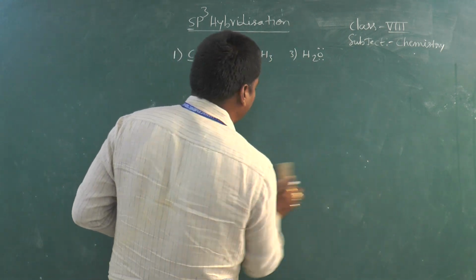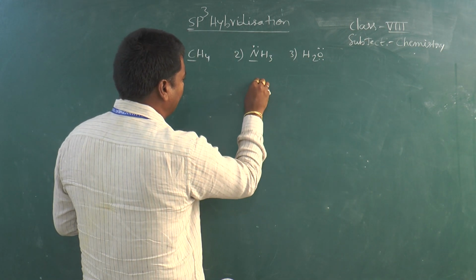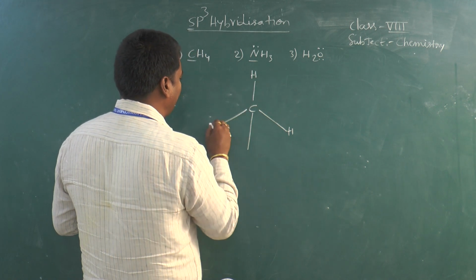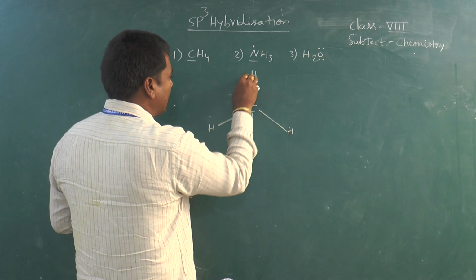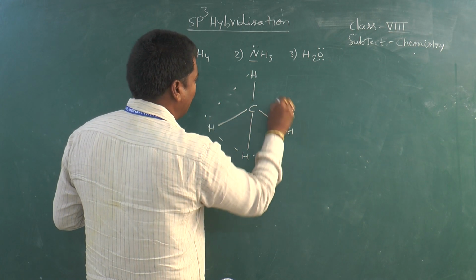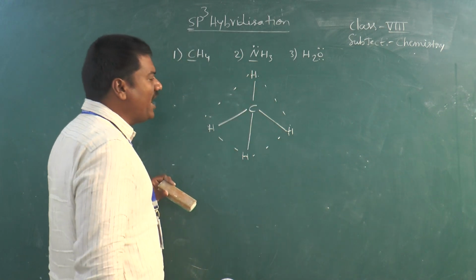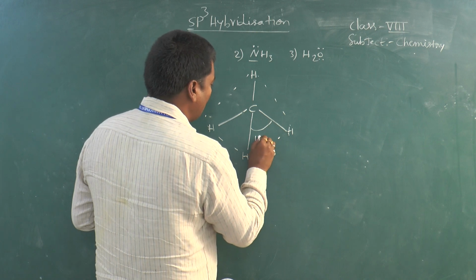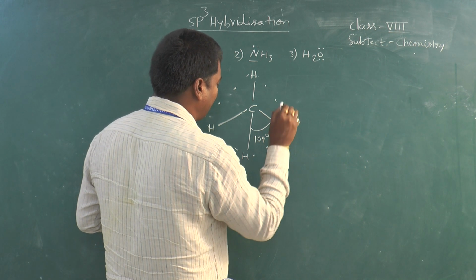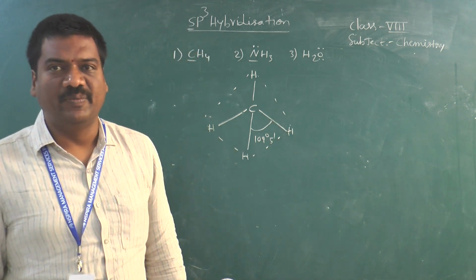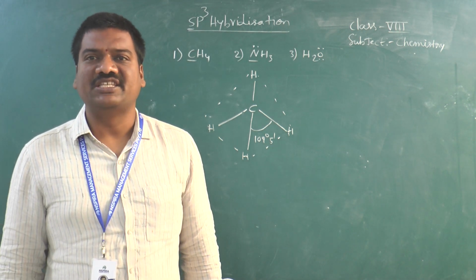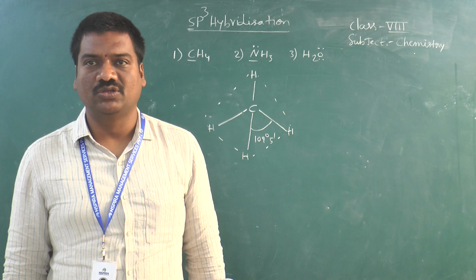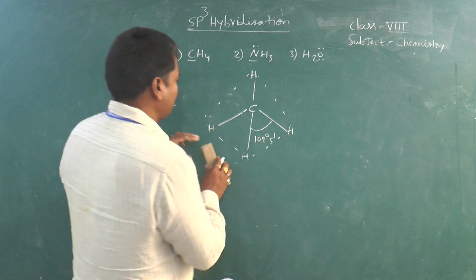Now the shape of this molecule: the arrangement of atoms in space is a tetrahedral shape. The bond angle between hydrogen, carbon, hydrogen is nearly 109 degrees 5 minutes. So the shape of the molecule is tetrahedral and the bond angle is 109 degrees 5 minutes in the CH4 molecule. This is one example of sp3 hybridization.